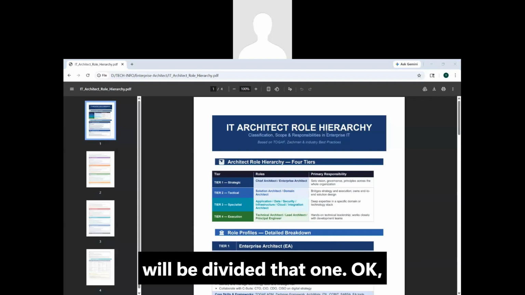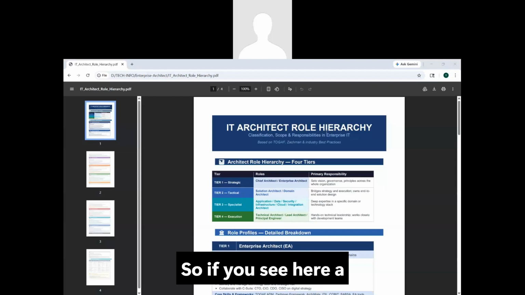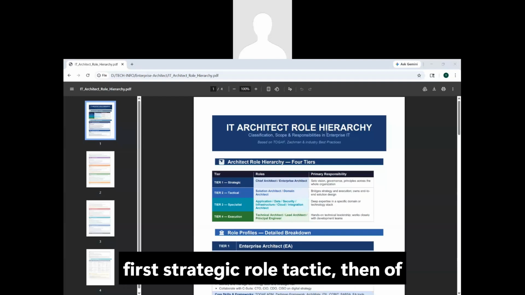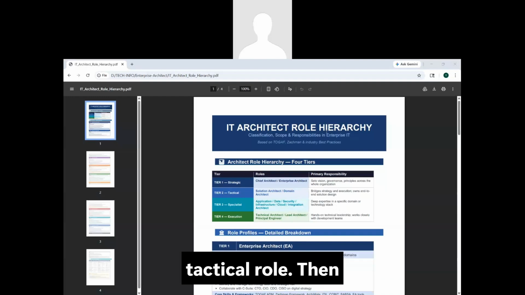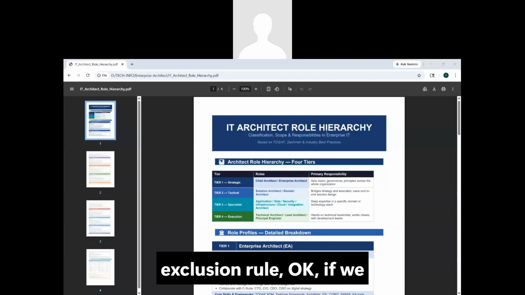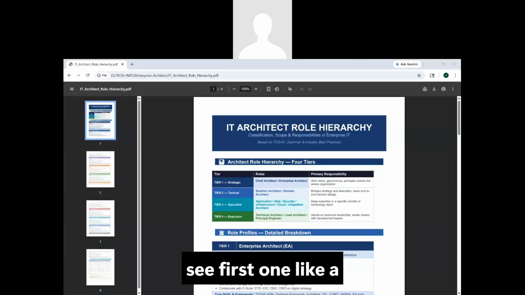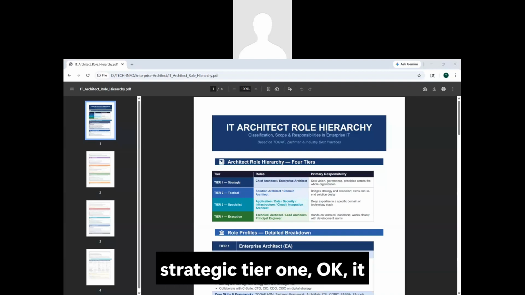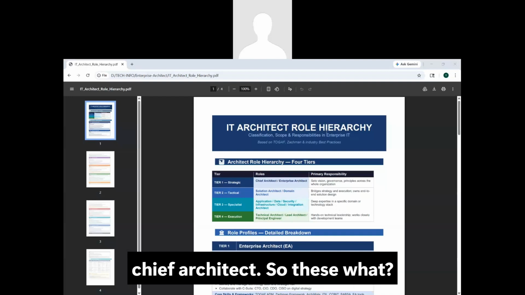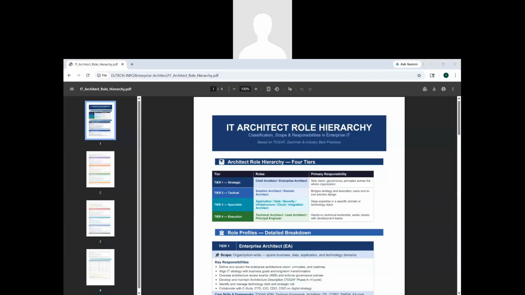If you see here, in the main architect role, there is first the strategic role, then the tactical role, then the specialist role, then the execution role. If we see the first one, the strategic tier one, the role is called enterprise architect or chief architect. So this is the first role.